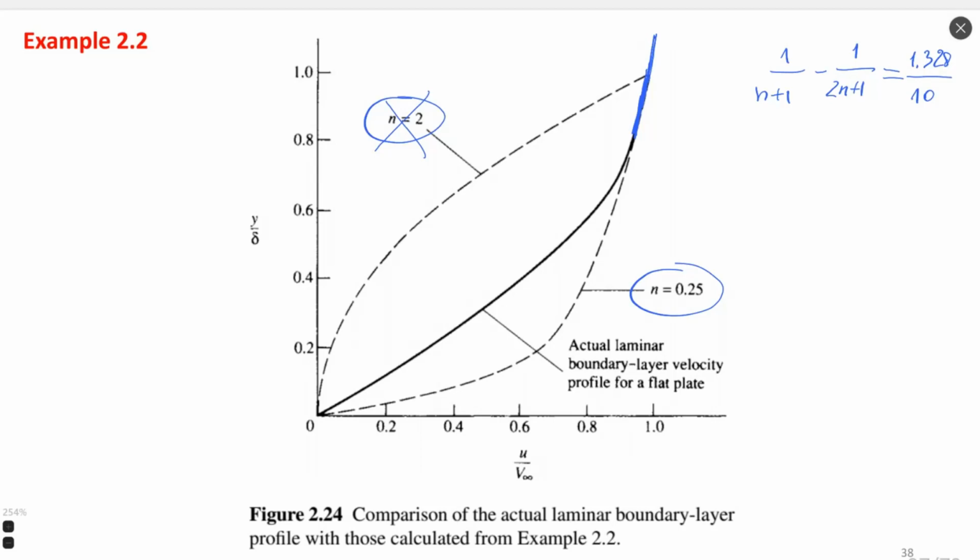So let me go a bit back. I will write you the complete formula. It's this function. Okay, it's not written here. This function is u equals V infinite, as from the previous slide, y divided by delta, to the power of 0.25. My infinity symbol is not so beautiful. Maybe I can make it better like this.